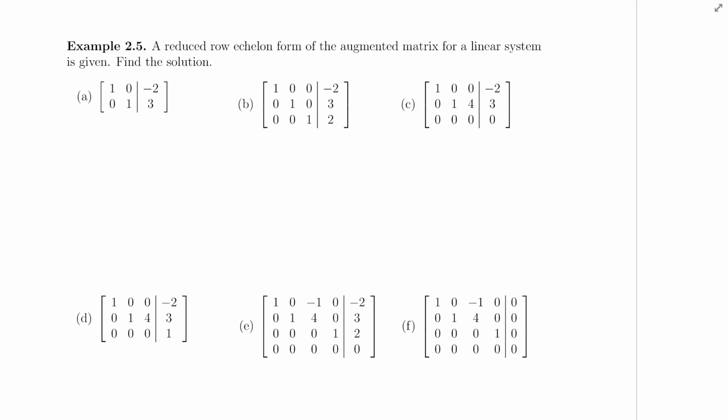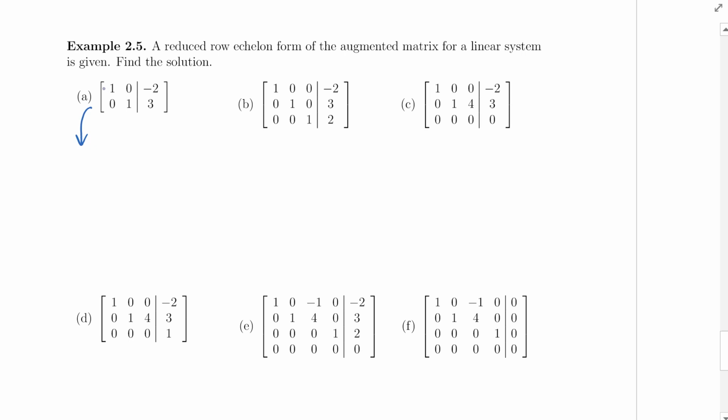So basically, a reduced row echelon form is nice because it actually gives us the answer to the system of equations right away. So let's look at this example. I have here the reduced row echelon form for the augmented matrix for a linear system. So we can just actually eyeball these and tell what is the answer. But let me actually do this the long way.